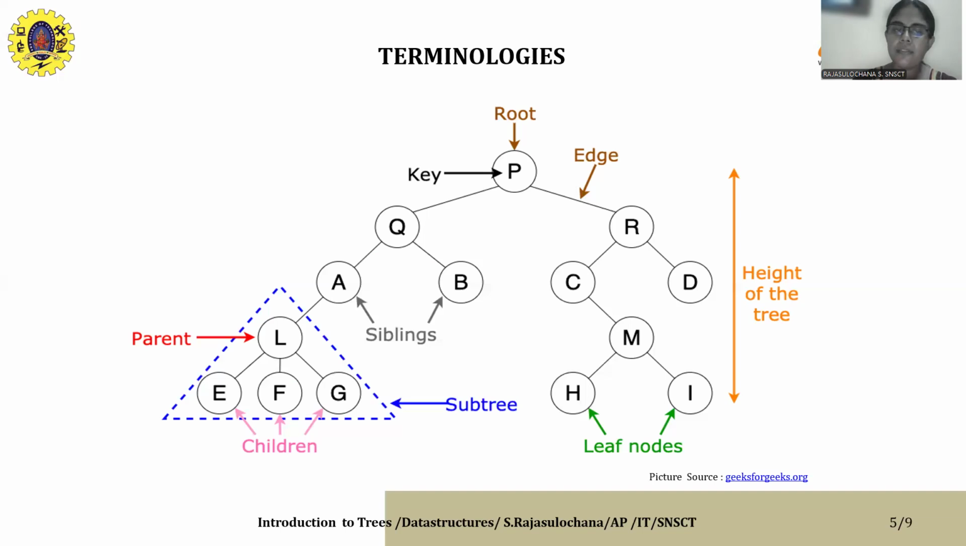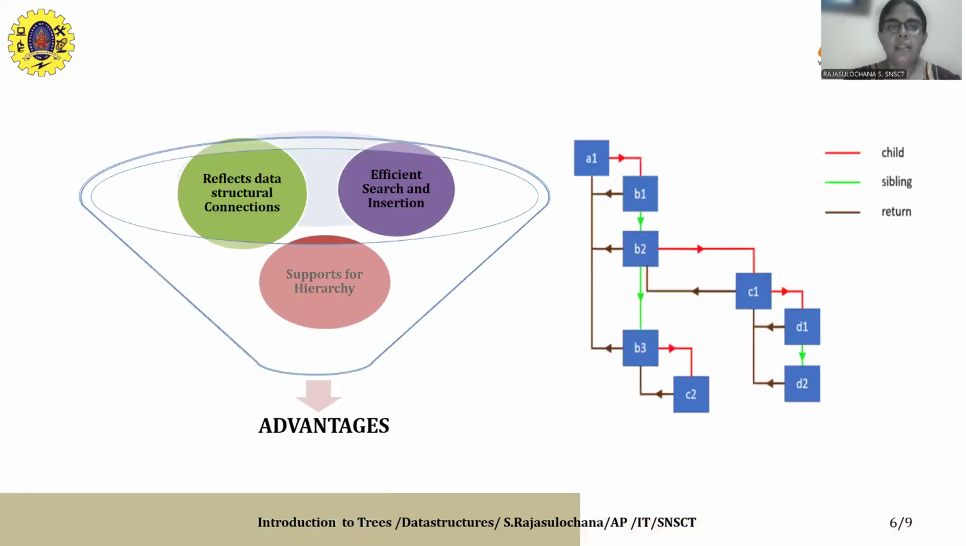Here the last leaf is E, F, G, H, and I. So here the number of edges is 4. Maximum number of edges, we should take that. So the maximum number of edges is 4. Hence the height of the tree is 4. And so these are a few terminologies that we use in our tree data structure.